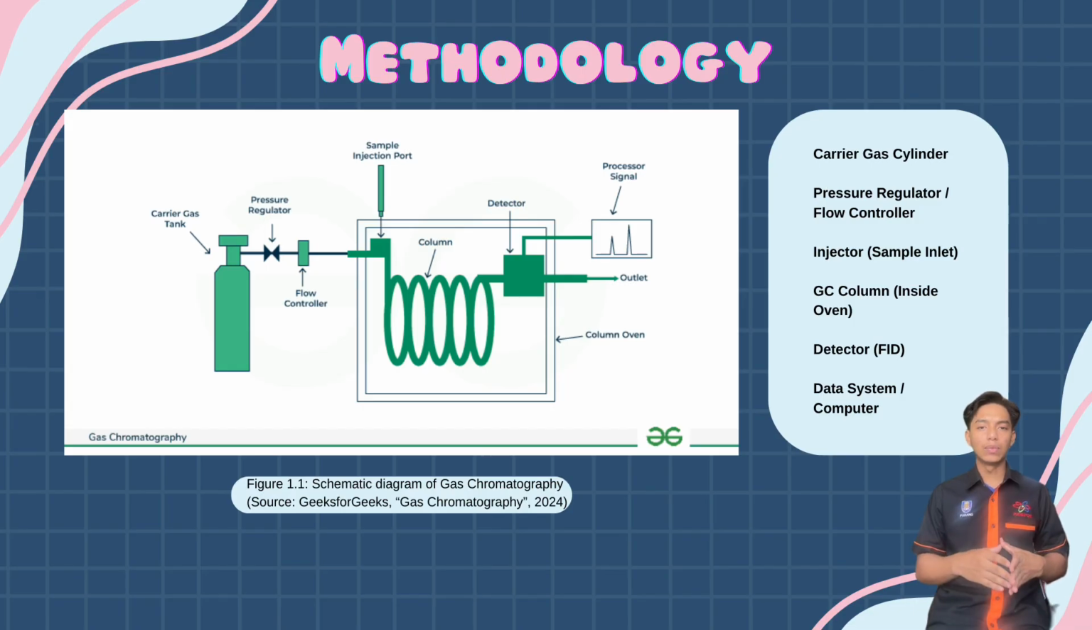The GC column is placed inside the oven, and this is where separation of the sample components occurs. The oven controls the temperature to help achieve good separation. After that, the separated compounds are detected by the flame ionization detector or FID. Finally, the data system records the signal and displays it as a chromatogram for analysis.